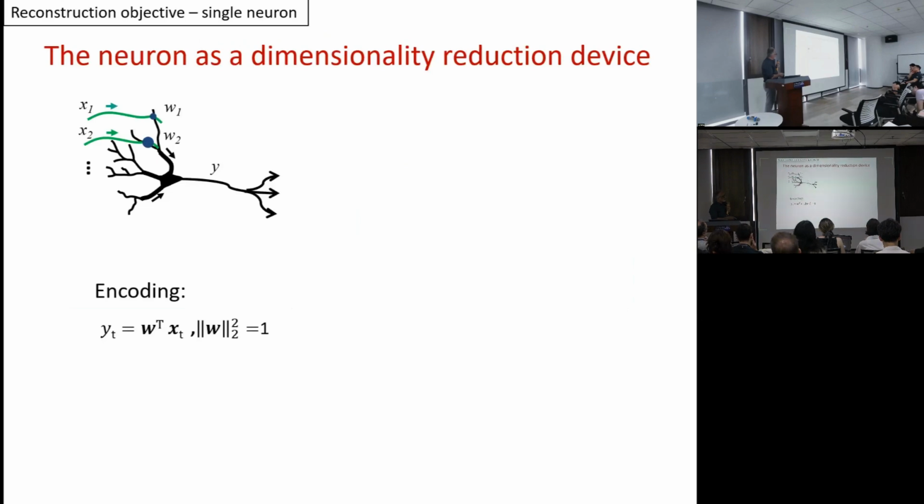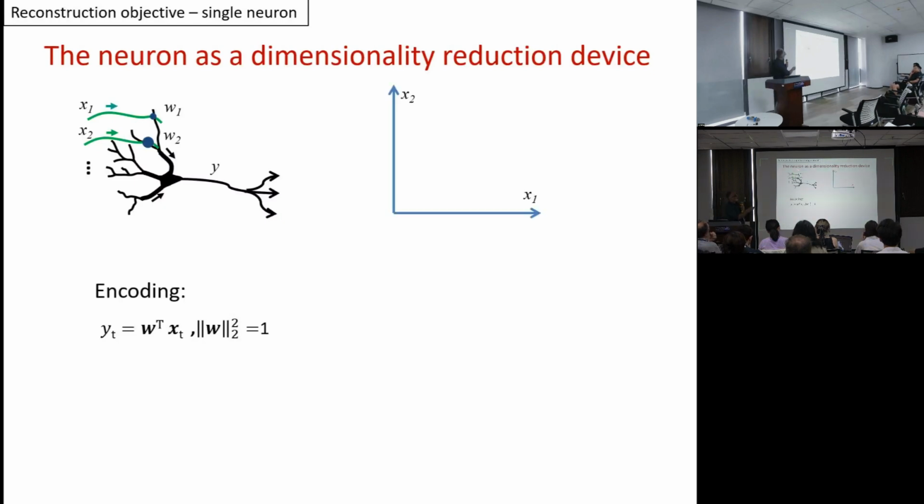So we can write it down in a mathematical form. Are you okay with this notation? The bold-faced letters will be vectors, and this is transpose. So this is an inner product. Is everyone okay with that? And then we require that the norm of w is 1. We assume that the sum of the squares of the synaptic weights is 1, and then y is a projection of this vector x onto w. That's basically what a neuron does.